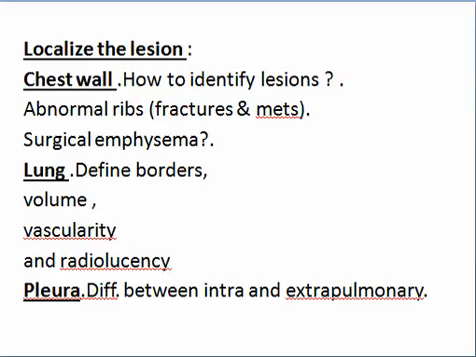For the pleura, please identify again whether it is intra- or extrapulmonary, and the same applies as for any part of the chest wall. If it is something with an obtuse angle, that means it is extrapulmonary. If it is with an acute angle, try to exclude an intrapulmonary lesion first.